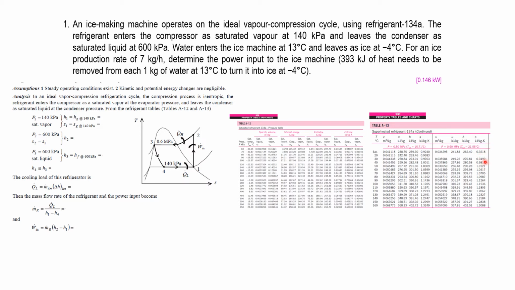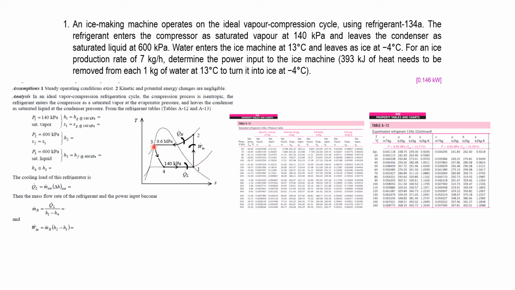0.94456 is between these two values. So you have to interpolate between these two values and find out what your enthalpy is, and that will give you the value for H2 here. So once you've got your H2, then we will move on to H3.